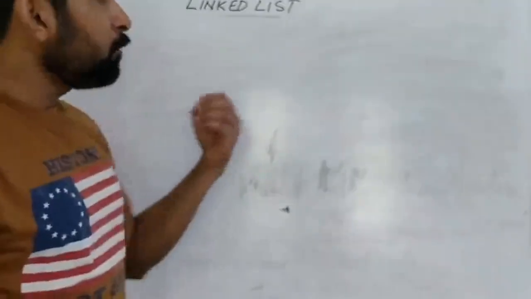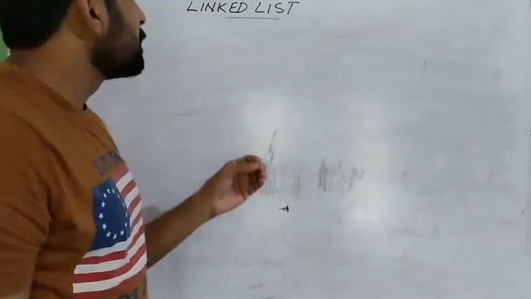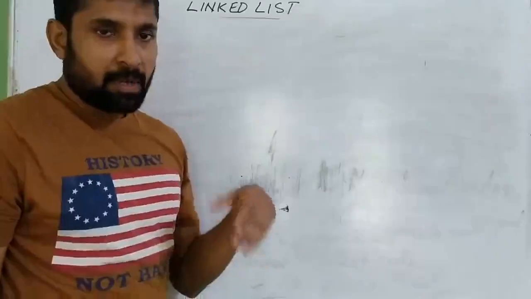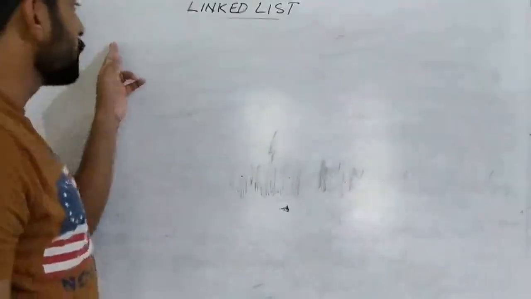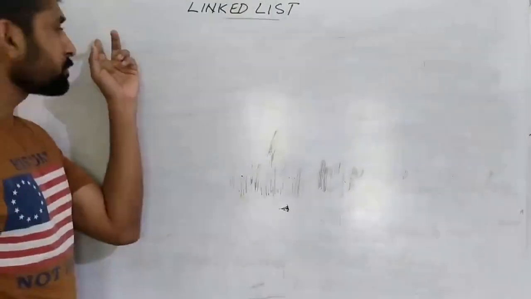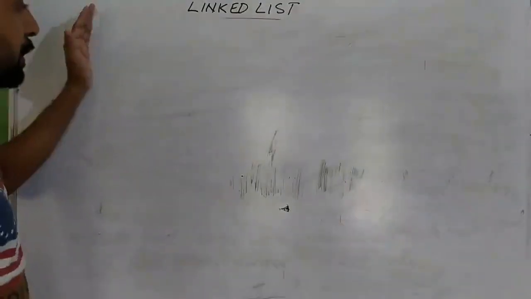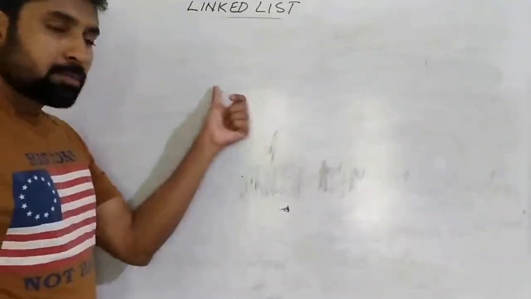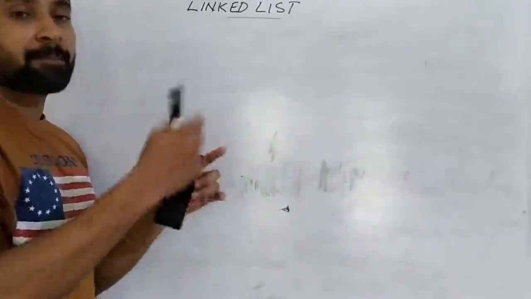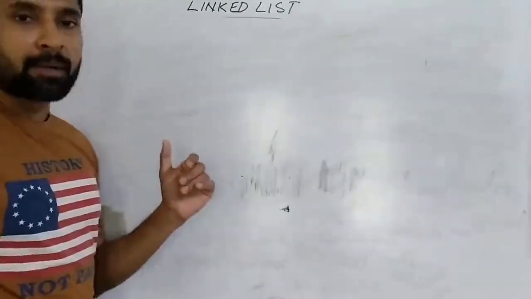Now, how will you create a linked list? The first thing that we have to learn is how to create a linked list. We have seen the structure. The address of the first node is there in the start pointer or head pointer. Then we have to create a new node, link that node with the end node of the existing linked list, and that is to be continued.